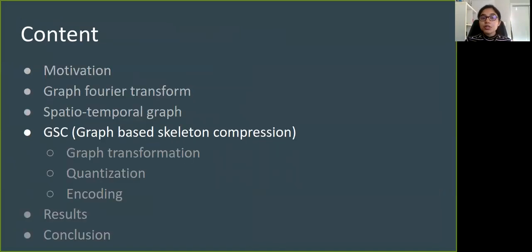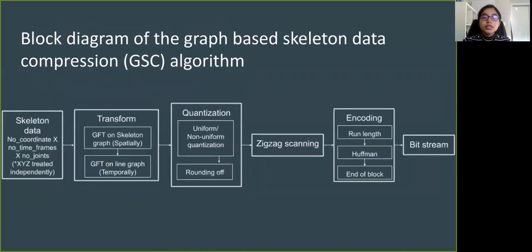Now I'll talk about the graph-based skeleton compression. This is the block diagram of our proposed method. Our skeleton data has a dimension of number of coordinates cross number of frames cross number of joints. First, we go to the transform domain. We apply the spatial graph Fourier transform and then the temporal graph Fourier transform.